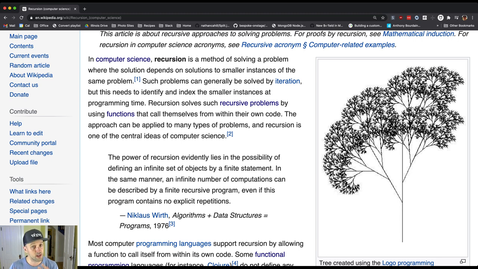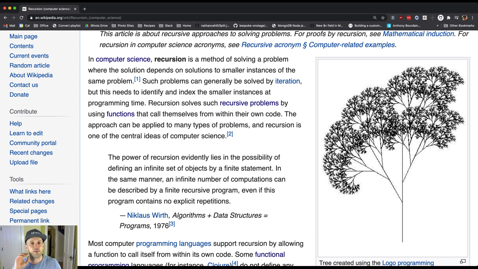Such problems can generally be solved by iteration. That's actually a really important thing to point out here. As we get more practice with recursion, today we're going to look at some of the overlap between recursive solutions and iterative solutions. These are complementary problem-solving techniques. There are no problems that you can solve using recursion that you can't solve iteratively, and also vice versa. So it's not like there's some problem that you can only solve one way or another.